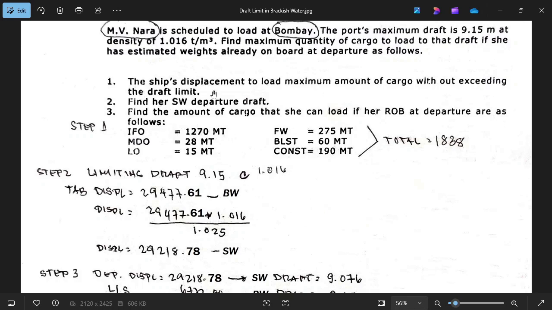Now, the ship's displacement to load the amount of cargo without exceeding the draft limit. This is the displacement in brackish water, guys. Find her saltwater departure. Saltwater departure draft is 9.076, which is this one, guys.